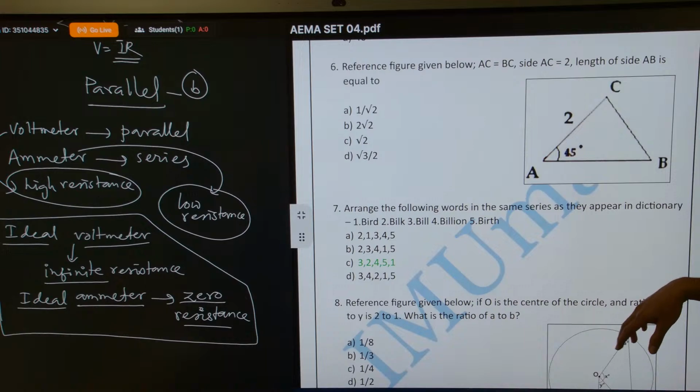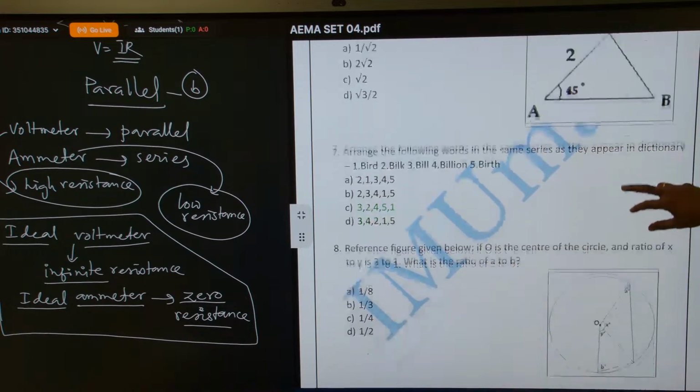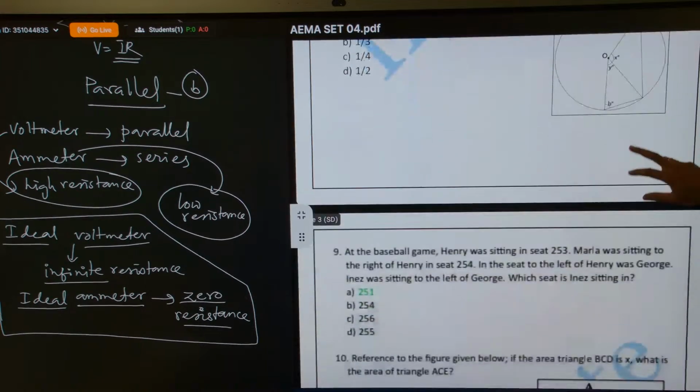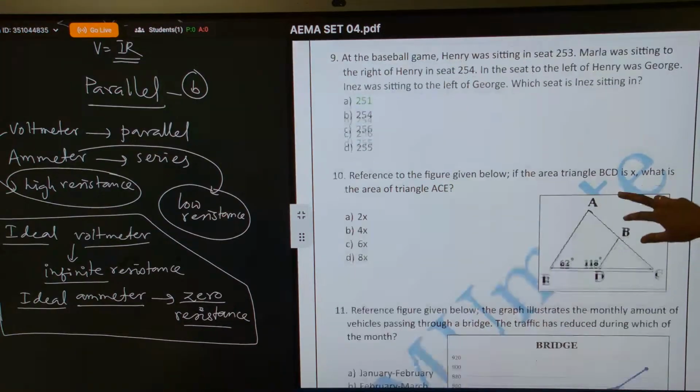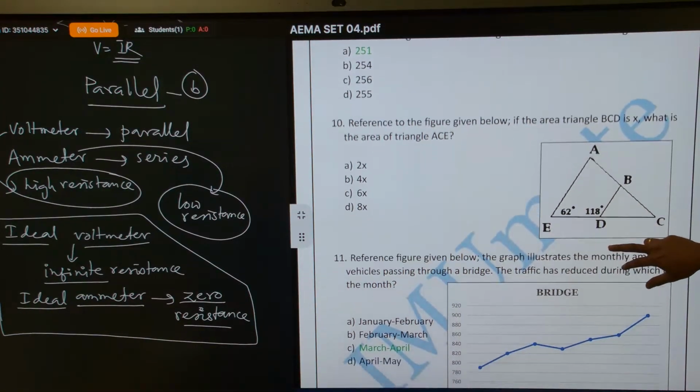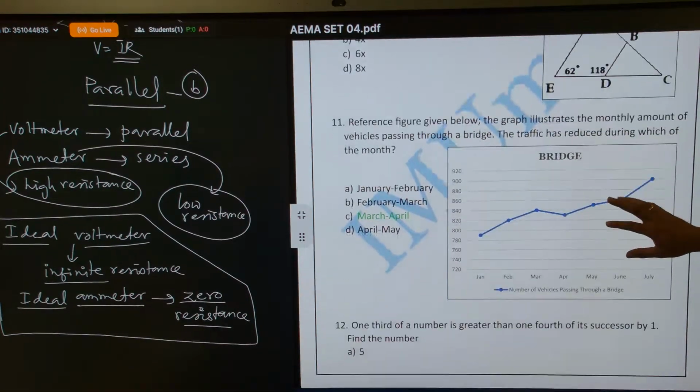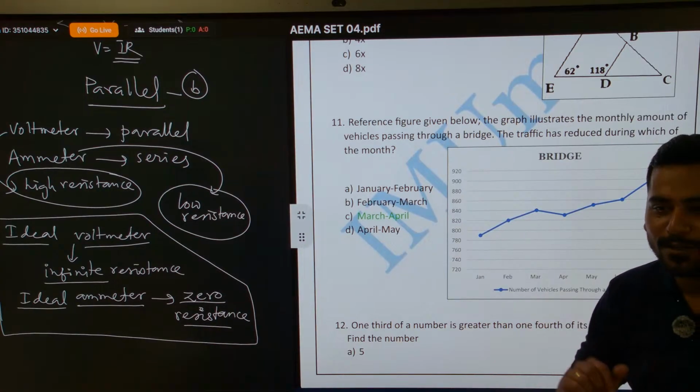We are solving PYQ. After that, we could look at it. Let's solve at least 6 papers today. What you have in front of you, please focus on that.